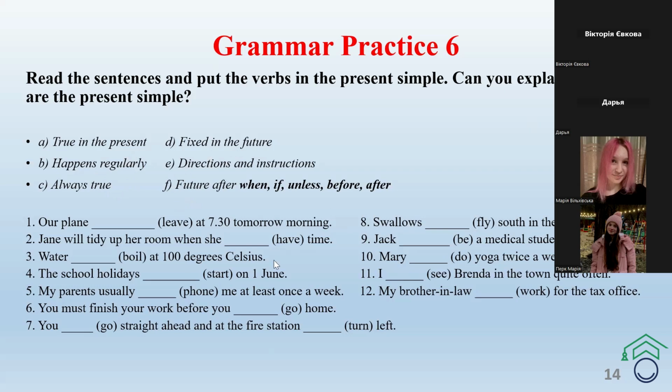Which explanation matches the sentence? Happens regularly. B. On the 1st of June, I mean, today is the 30th of March, yeah? And we know that school holidays start on the 1st of June. I think that's fixed in the future, yeah? It is a planned event in the future, fixed in the future. It's like a timetable, the timetable of the academic year, yeah? Okay, sentence 5.